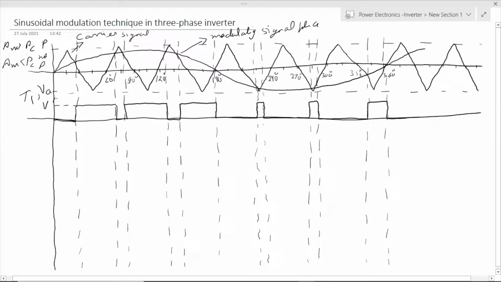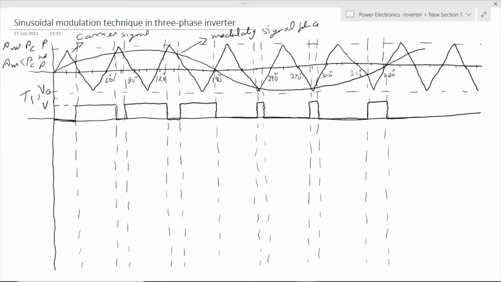And the complementary of this pulse will be given to your T4. When T1 is off, only then T4 is on. So when T1 is off, your T4 will be on and your VA will be equal to 0. So the waveform of the pulses generated for T1 is the same as the VA phase voltage waveform.